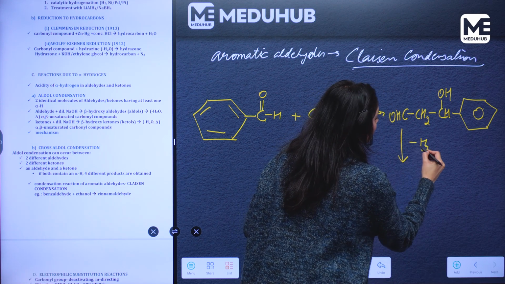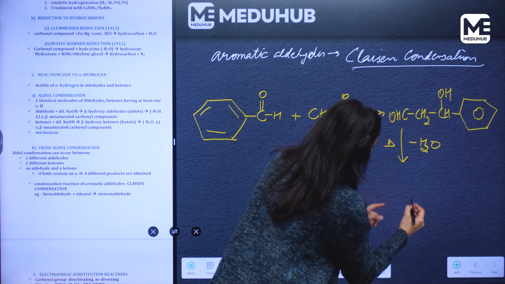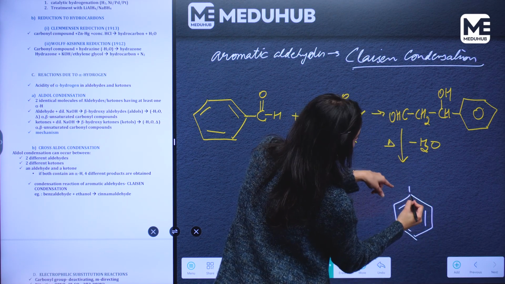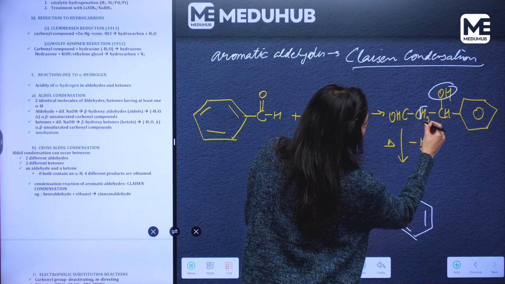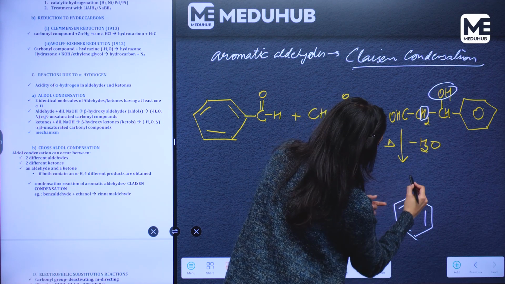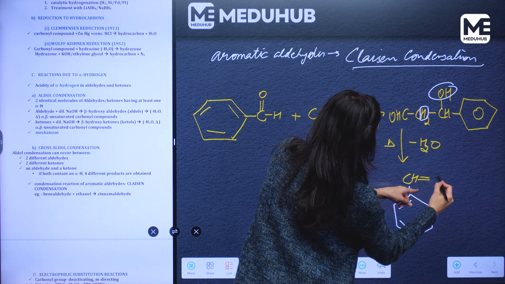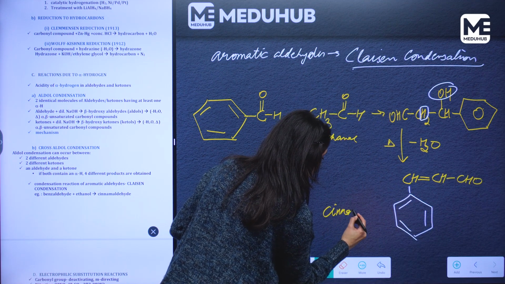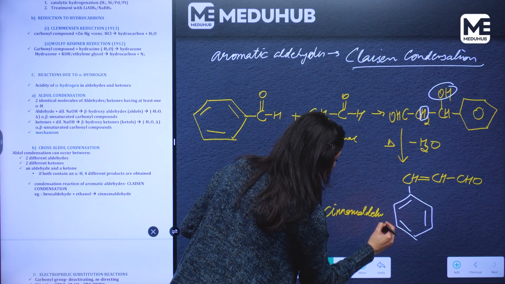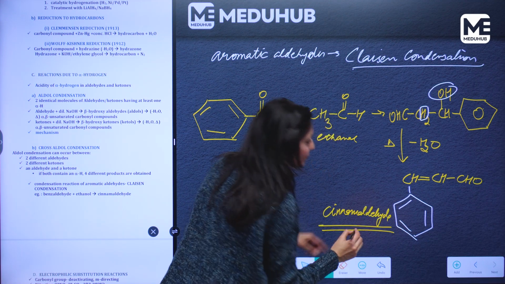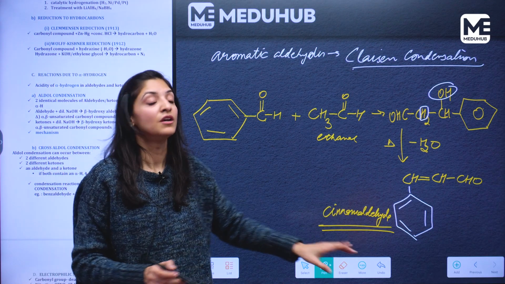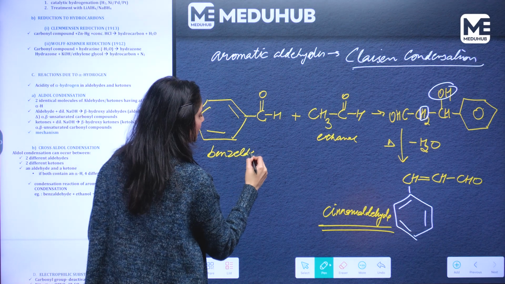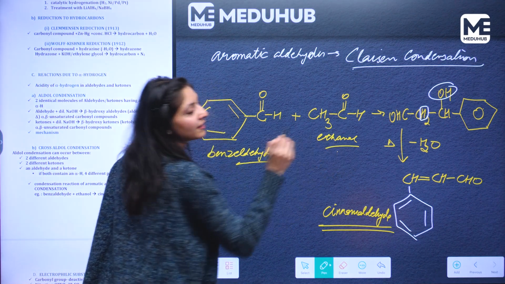This, when heated, will lose water and we can draw the product. This OH and one of this hydrogen will be removed. So, we will have CH, double bond, CH and CHO. So, this is cinnamaldehyde. This is the compound that is present in cinnamon. So, it can be prepared by a Claisen condensation between benzaldehyde and ethanol.